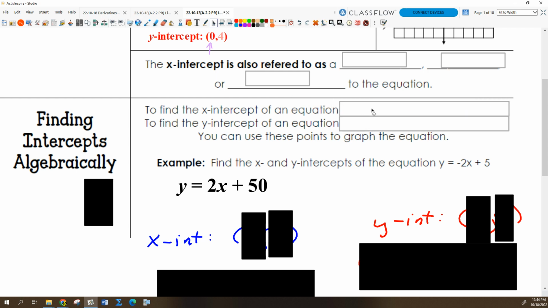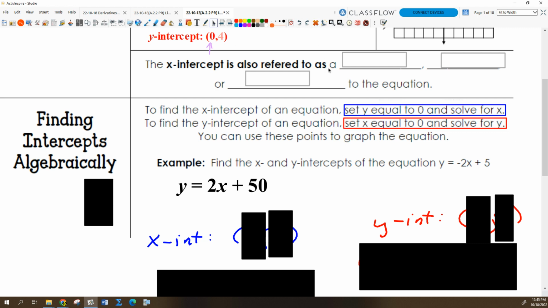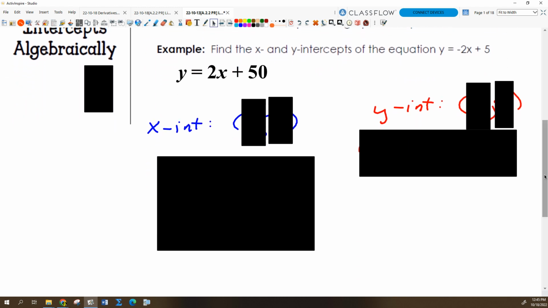Okay, so to find the x-intercept, I could just set y equal to 0 and solve for x. If I want to find the y-intercept, what could I do? Set x equal to 0 and solve for y. So for example, in this equation down here, I want to come up with a graph of this. Let's think back to what our strategy is for graphing a line. Graphing a line's easy. How many points do I need to graph a line? 2. I just need 2 points and then connect and extend, and I've got my line.